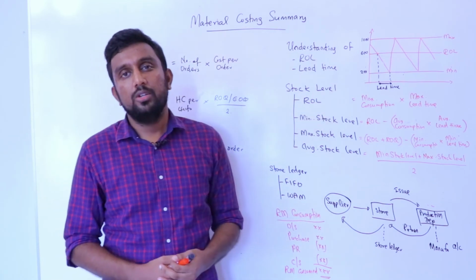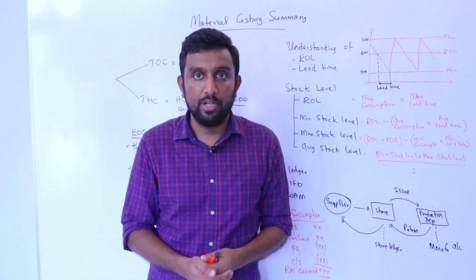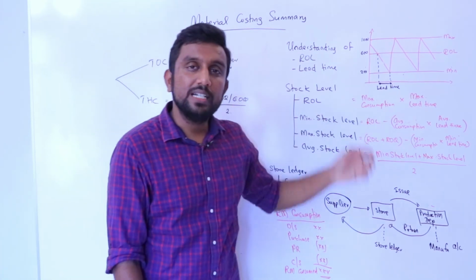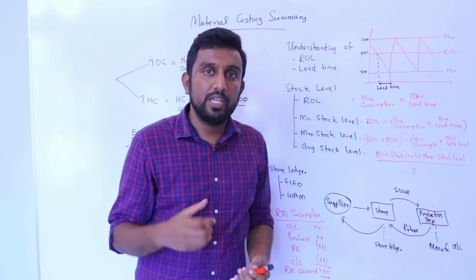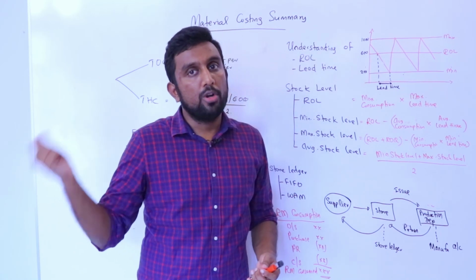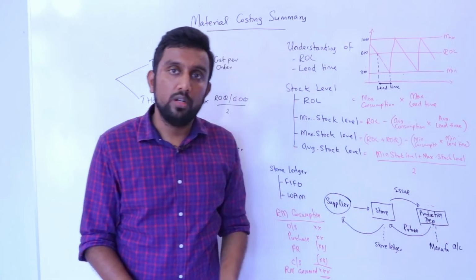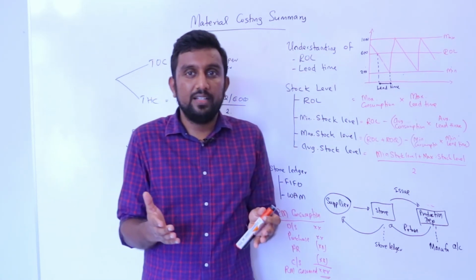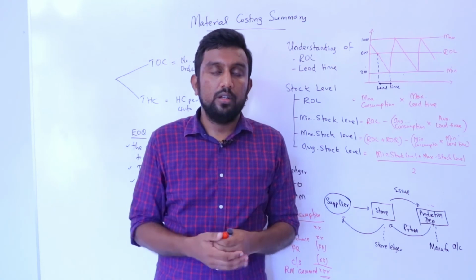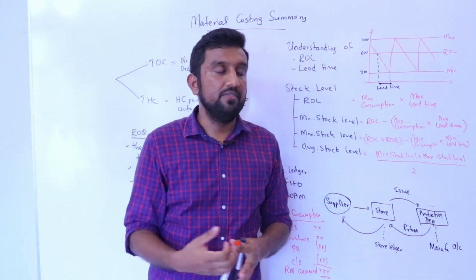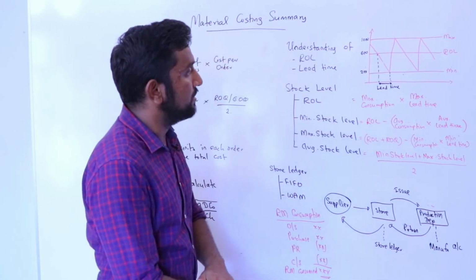Then stock levels, you should know the formulas to do the questions. First one is reorder level: maximum consumption into maximum lead time. Consumption means what? The usage of raw material in the production department, right? Lead time means what? The days it takes to receive the goods from the supplier, the gap between the order date and receive date. So maximum consumption and maximum lead time.